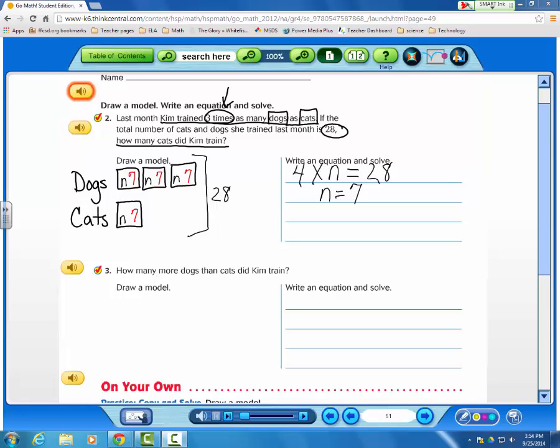Now if we look here, we can see we have 7 cats and 7, 14, 21, or 3 groups of 7 to make 21 dogs. Now we go back to the question and it asks us how many cats were trained. And we can look right here, we figured out that there were 7 cats.